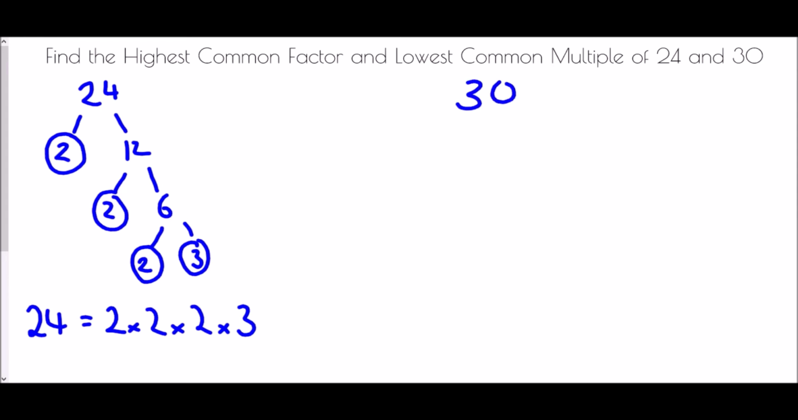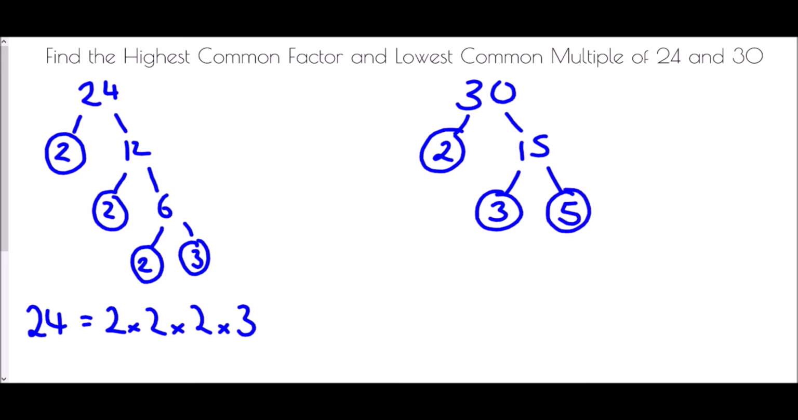For the number 30, well, 30 is an even number, so 2 will work. 2 and 15. 15 is not an even number, so we'll need to find a different prime number that goes in. Well, 3 will go into 15. It'll go in 5 times. 5 is also prime, so there's the end of that one. So 30 is 2 times 3 times 5.